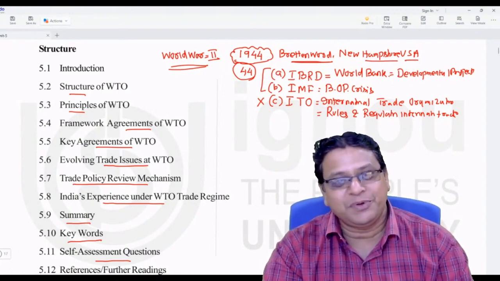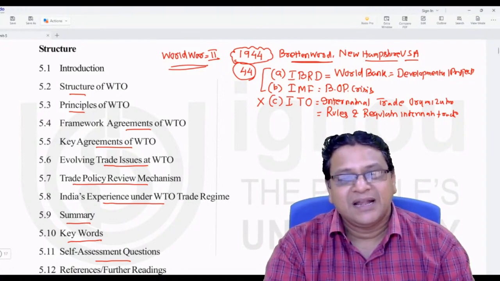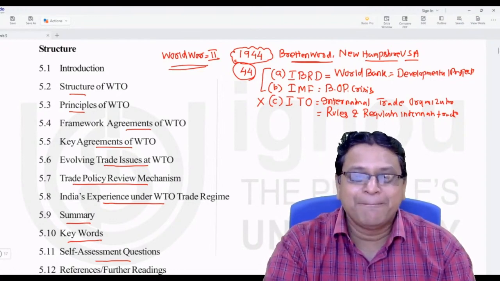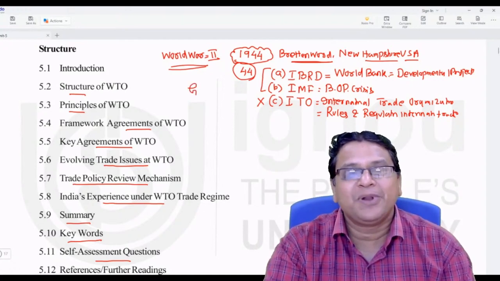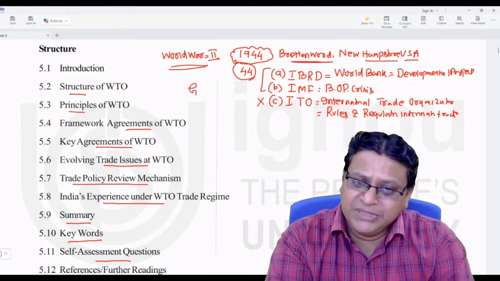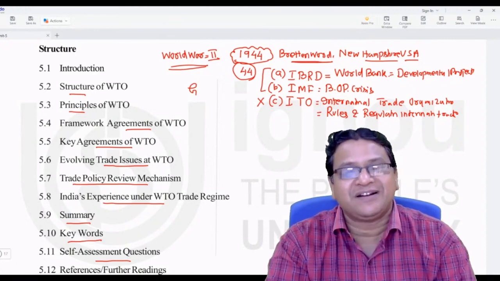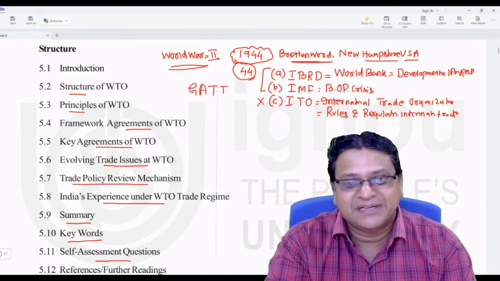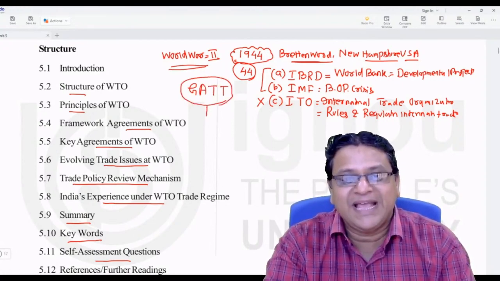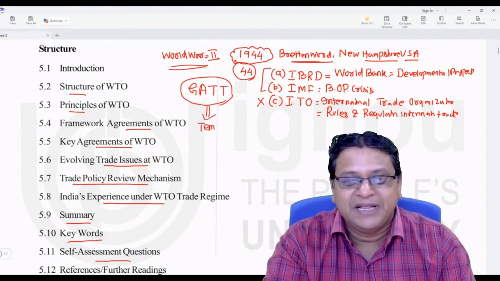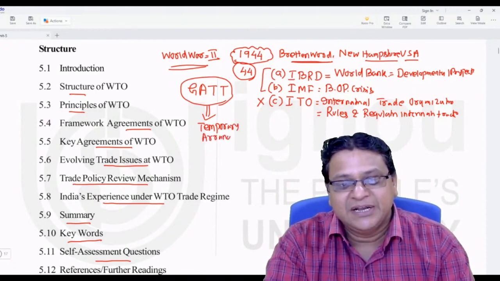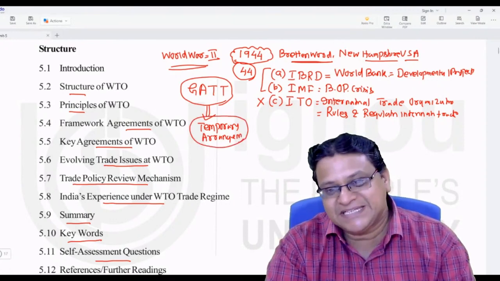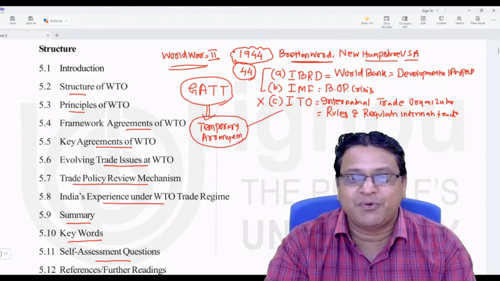As ITO could not be formed, the countries later on decided to make a temporary arrangement or temporary agreement within the framework of which the international trade will take place. That temporary agreement is known as GATT agreement. So GATT is a temporary arrangement. So why GATT was made? GATT was a temporary arrangement. The countries decided to frame GATT, which will be a temporary arrangement, and it will be in existence till ITO is formed.